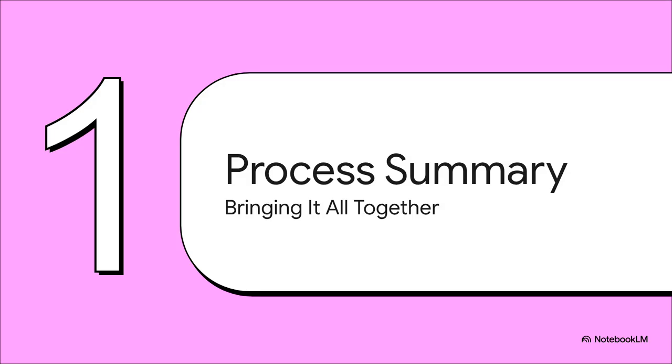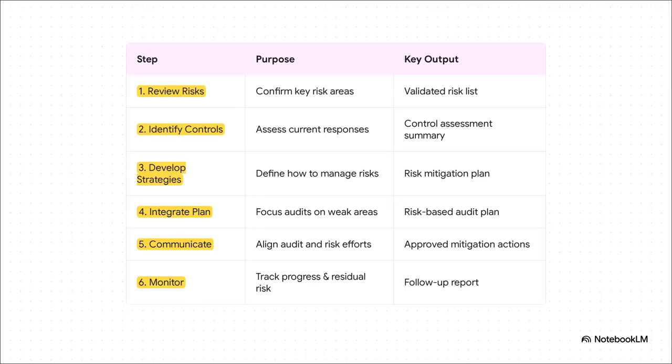Okay, I know that was a lot to take in, so let's pause for a second and pull this entire 6-step process together into one clean summary. This table just lays it all out perfectly. You can see the clear purpose for each step and the tangible thing you get at the end of it, from that validated risk list at the start to the risk-based audit plan in the middle, and finally, the follow-up report that closes the loop. It's a completely logical flow from understanding to action to assurance.